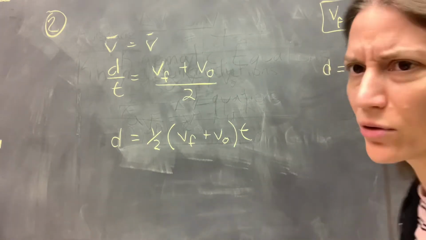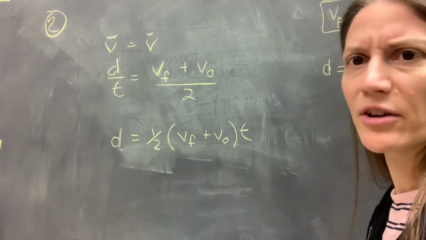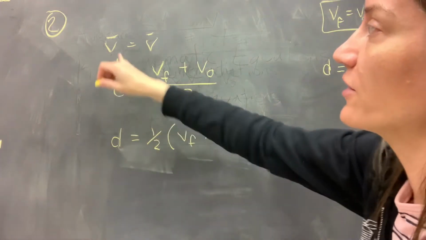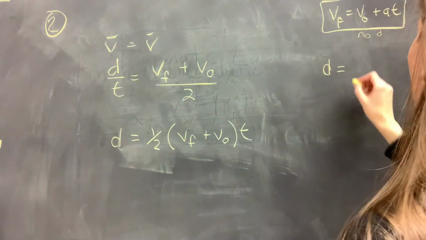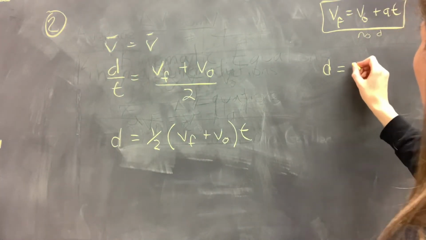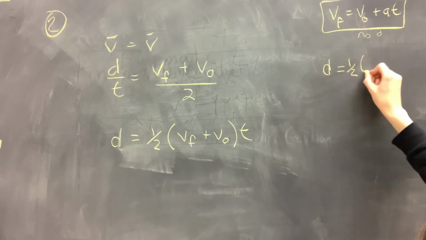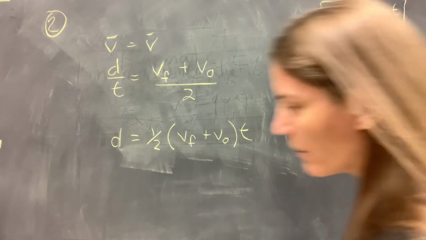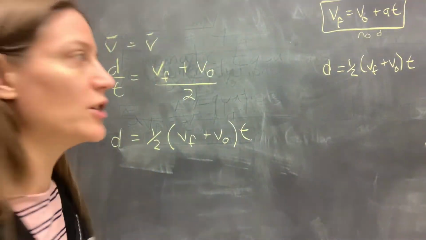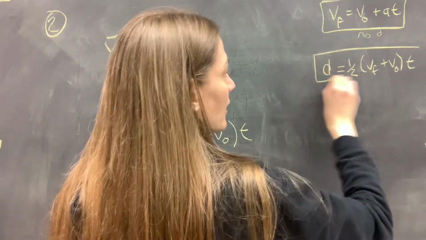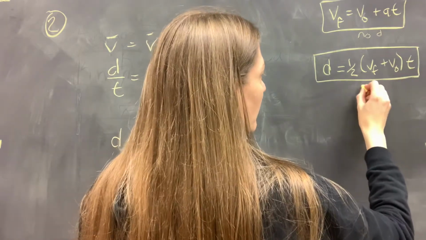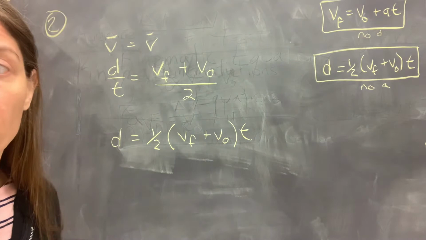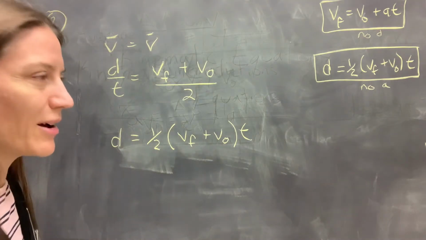Interestingly enough, there's a whole lot of people that don't know that one because it's not very popular to use, but it's one of my favorites, only because you have to use two different definitions of the average in order to write this one down. So I'm going to write this one over here. 1/2 VF plus V naught times T. That one is a good one for when you do not have acceleration. If you don't know anything about the acceleration, then that is the kinematic equation that you're going to be using. Okay? And that's really the point.